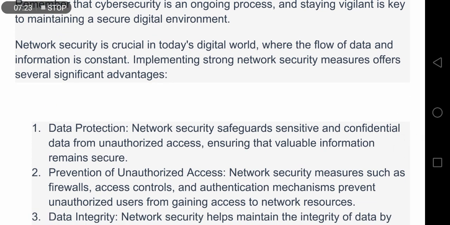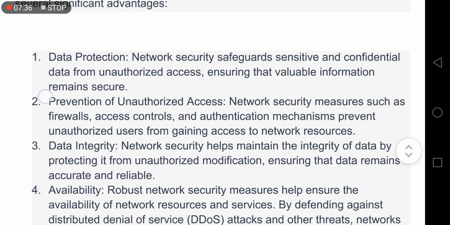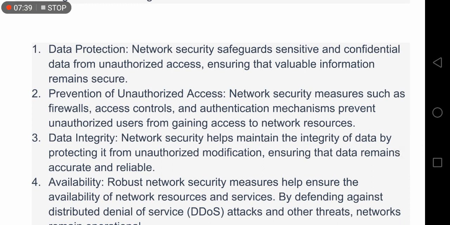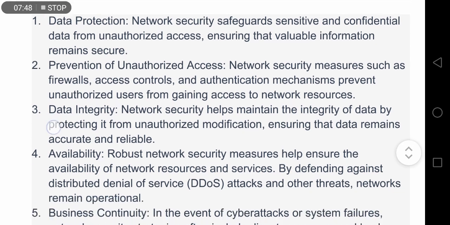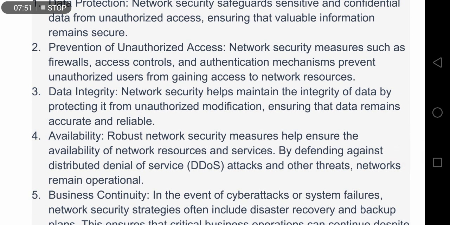Network security is crucial in today's digital world, where the flow of data and information is constant. Implementing strong network security measures offers several significant advantages. Number 1. Data protection. Network security safeguards sensitive and confidential data from unauthorized access, ensuring that valuable information remains secure. Number 2. Prevention of unauthorized access. Network security measures such as firewalls, access controls, and authentication mechanisms prevent unauthorized users from gaining access to network resources.